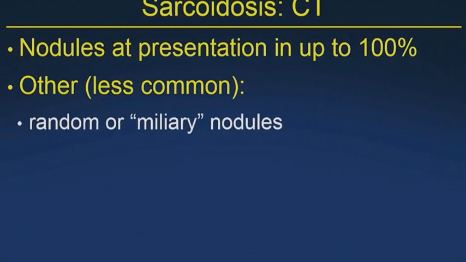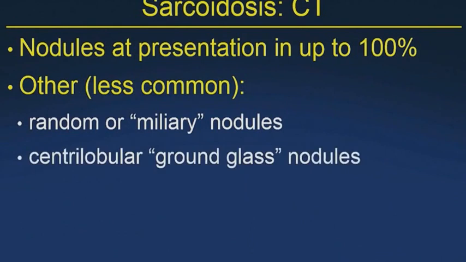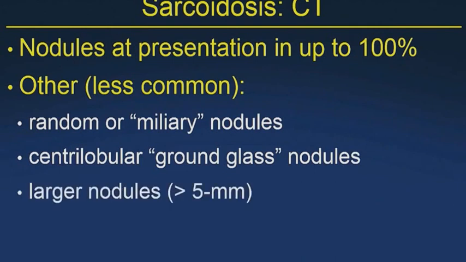But sarcoid is such a common disease that other patterns are not all that uncommon. Sometimes you'll see a true random or miliary pattern of micronodularity. Sometimes the centrilobular nodules will be more of ground glass attenuation and appear as the nodules that you sometimes see in patients with hypersensitivity pneumonitis. You may see larger nodules greater than 5 millimeters in diameter, sometimes mass-like in appearance.